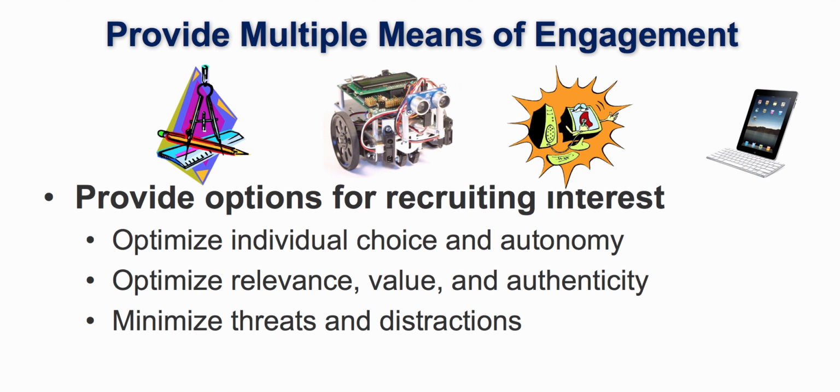And the third guideline is provide options for recruiting interest. Here we allow students to have individual choice and autonomy in choosing how they want to stay engaged in the learning. Optimize relevance, value, and authenticity, making learning real to the students, and also minimize threats and distractions that the student may be faced with.